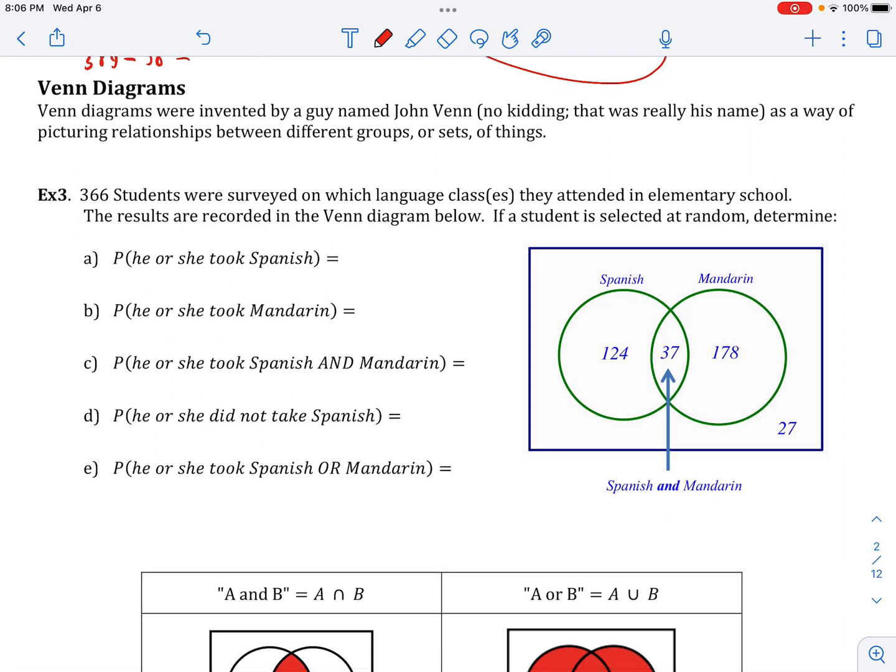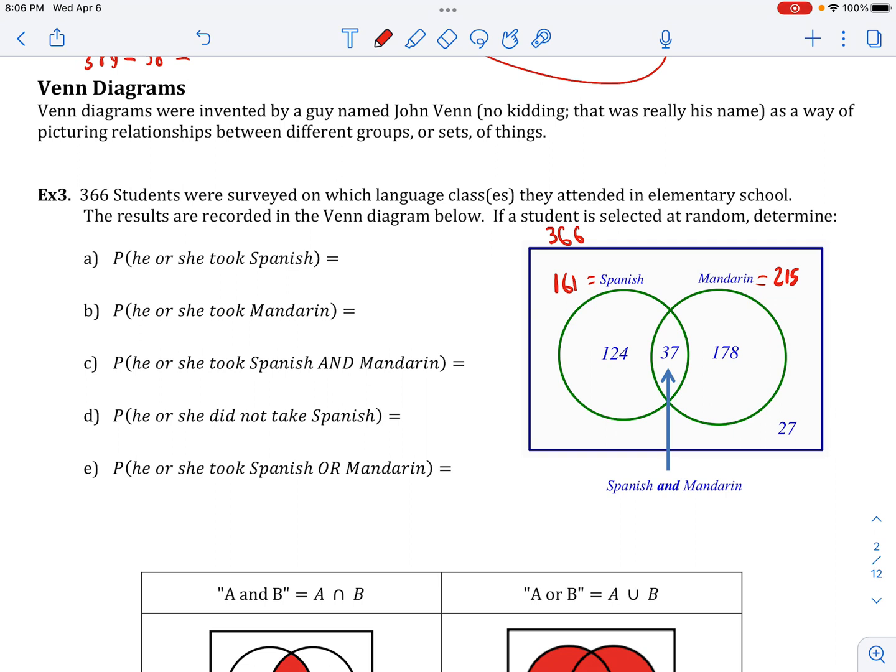They gave this Venn diagram here that has Spanish and Mandarin and all the sections enumerated for you. I kind of like to add a little bit to my Venn diagrams and show here. Now, this is not required, but I think it's helpful. It's not part of the definition of a Venn diagram, although this is. People forget that. Let's get an idea of what the whole Spanish circle adds up to. So this whole circle for Spanish adds up to 161. This whole circle for Mandarin adds up to 215.